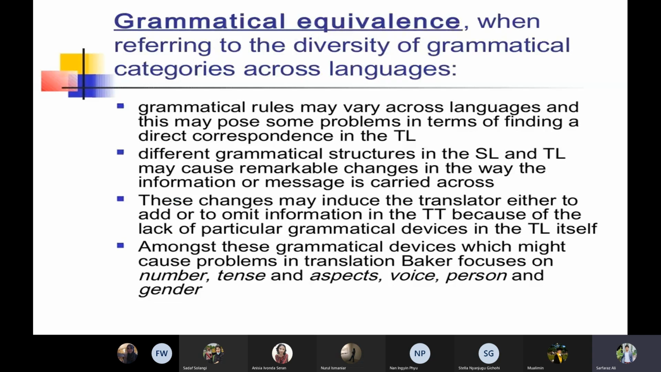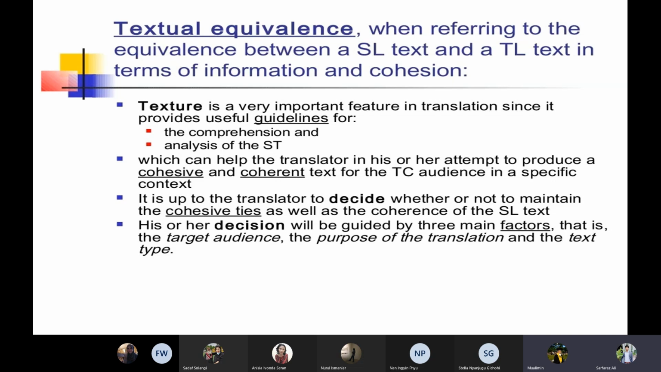Where in grammatical equivalence, when referring to the diversity of the grammatical categories across the languages, there are some rules presented in the grammar. Number one, according to her, is that the grammatical rules may vary across the languages, and this may pose some problems in terms of defining a direct correspondence to the target languages. I'm not going to read all of these points because we lack time. So this is just a sense of how grammatical equivalence is presented.